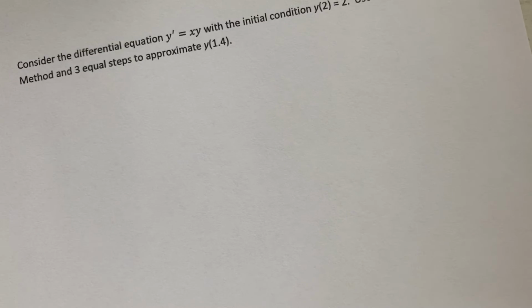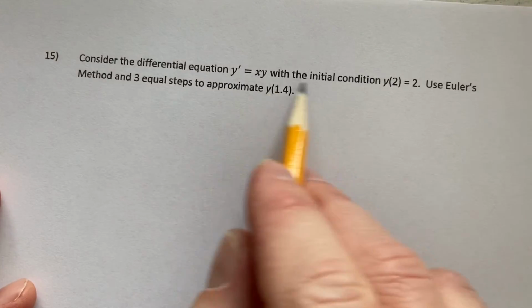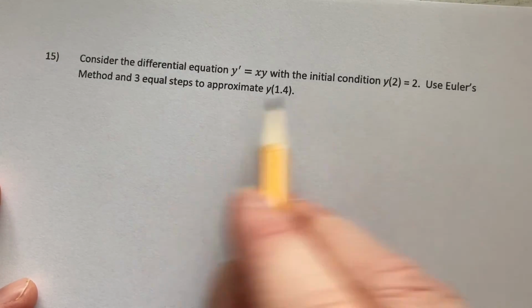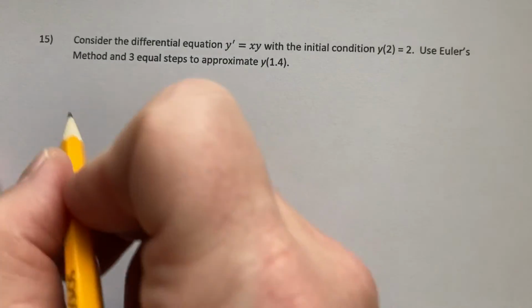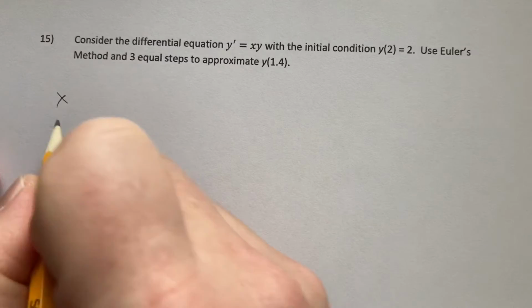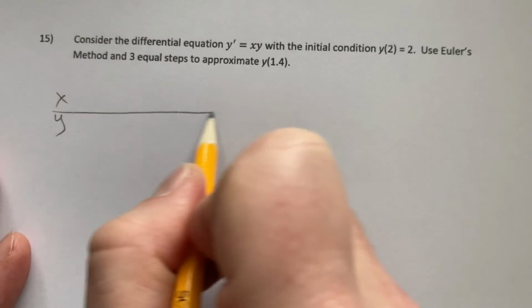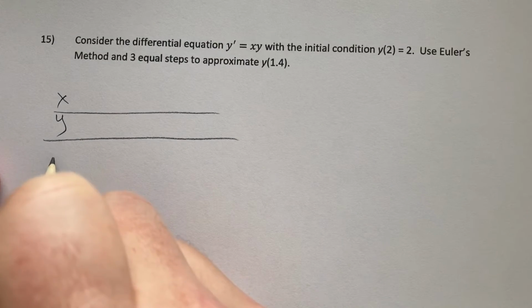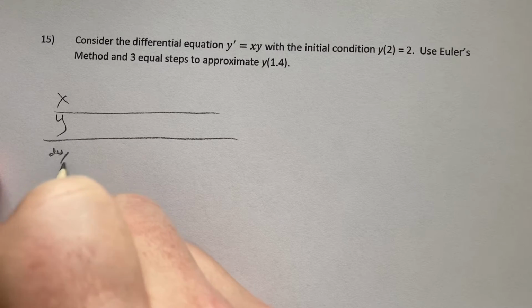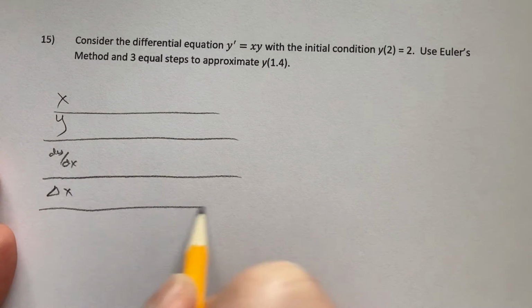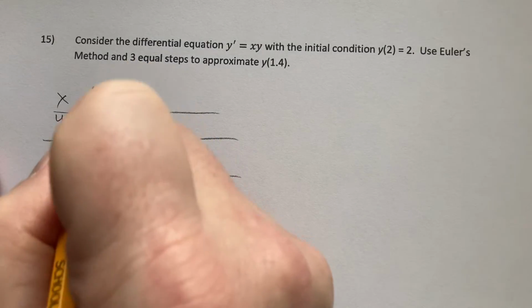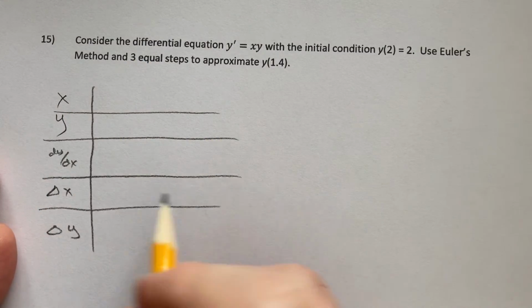All right, 15 wants us to take this with an initial condition 2, 2, and can we get an approximation for 1.4 in 3 steps? So it's always a good idea to set up a table to kind of guide us here. So we'll have x, we'll have y, we'll have dy/dx, or y prime if you'd rather, delta x, delta y, okay? So I've got my setup.